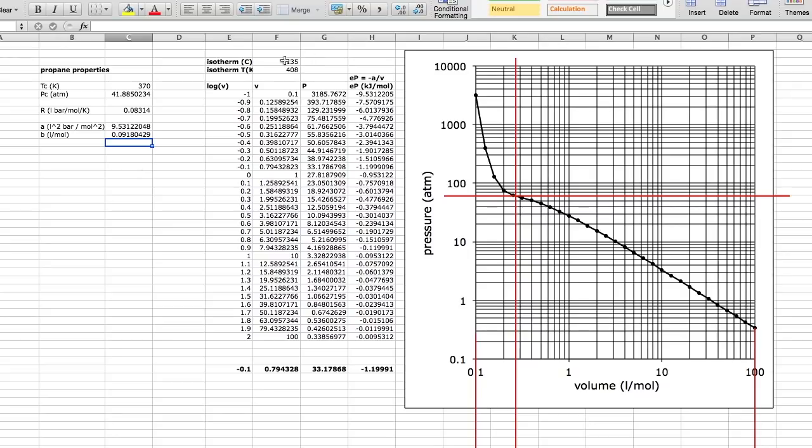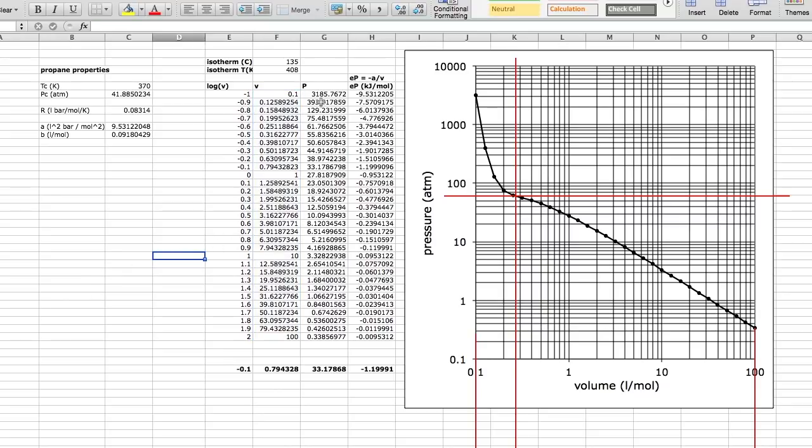Moving to the right, after calculating the temperature in Kelvin, I generated a table for volumes so as to get a broad picture of the behavior along the 135 degrees C isotherm. In order to span a wide range with only a few values, I made a list of log V values spanning -1 to 2, which corresponds to 0.1 to 100 liters per mole. I then calculated the volumes at these points.